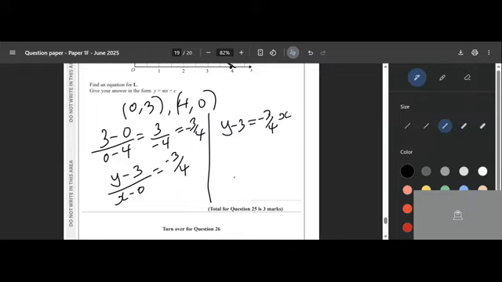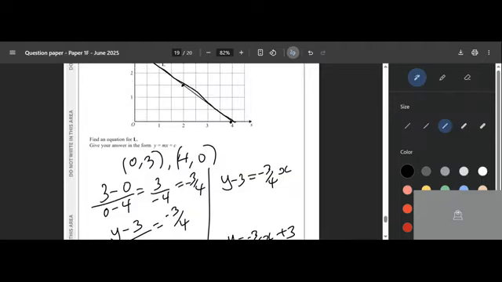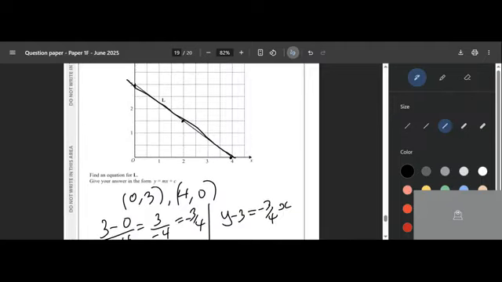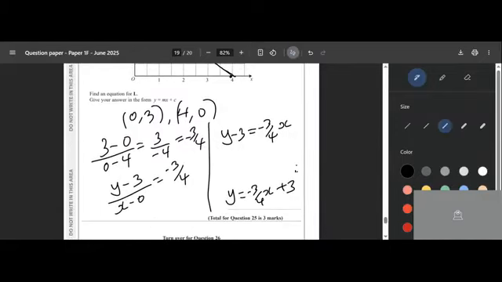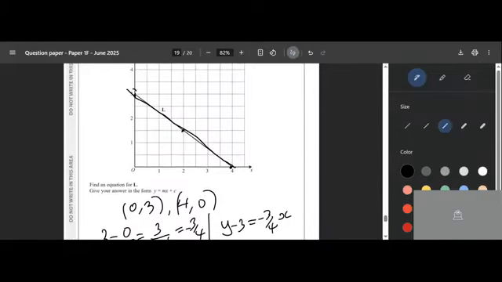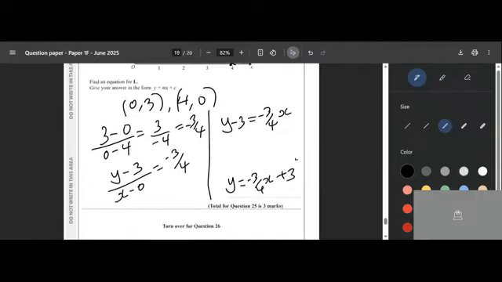So the equation in the form y equals mx plus c will give me y equals negative 3 over 4 x plus 3. That is how it is supposed to be done, because on the y axis, this one is the gradient and this one is the y intercept, and you can see it is cutting at 3.